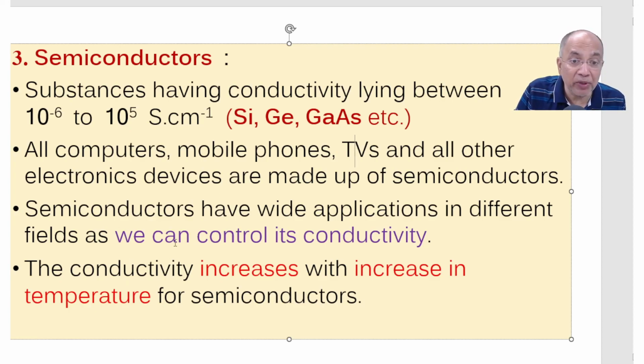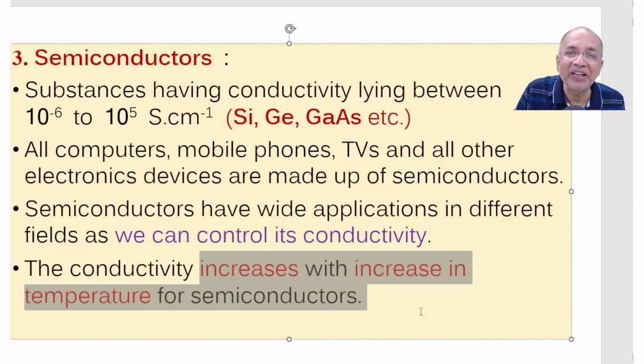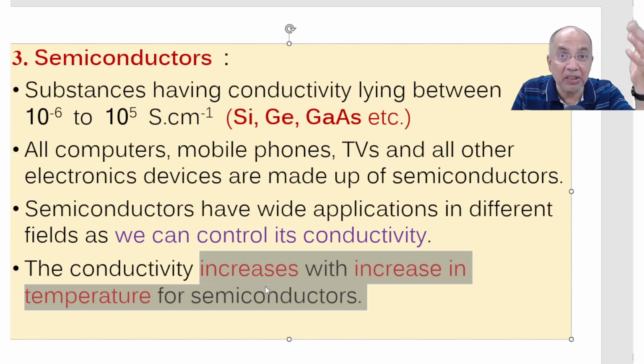And I've told you that we can control the conductivity of semiconductors. And the most important difference between semiconductors and conductors is that the conductivity increases with increase in temperature for semiconductors, but the opposite happens for conductors. If you increase the temperature, the conductivity will decrease due to increase in the resistance.